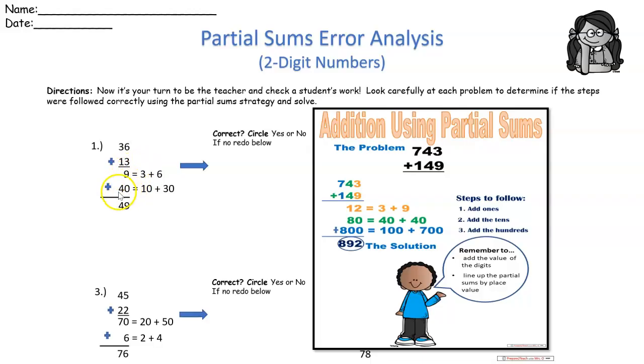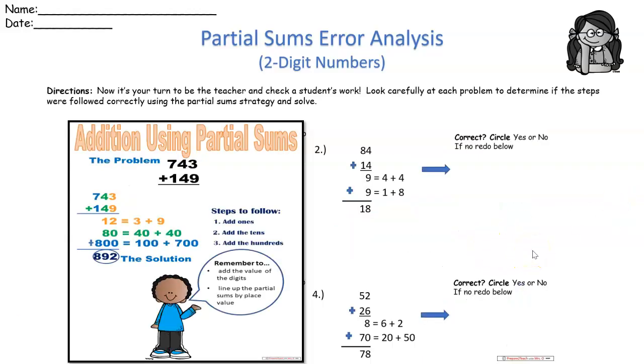The numbers were lined up correctly, so we're going to go ahead and add the ones, which is 9 and 40, 49. Since this problem was done correctly, and not only did I get the correct answer, but the steps were followed correctly, I circled yes, and there's no need for me to redo the problem. Let's try another one.